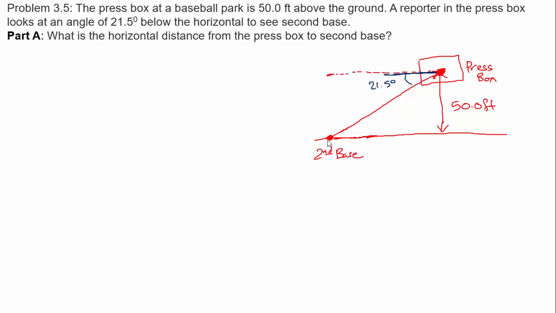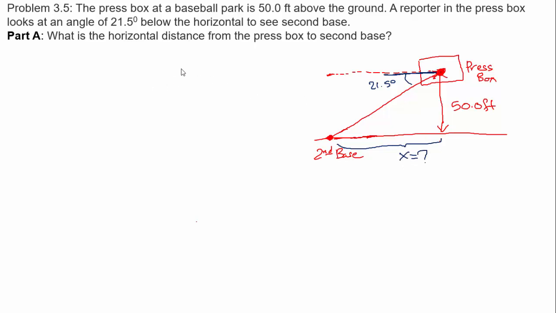meaning the projection of the distance between the press box and the second base on the x direction, on the horizontal direction. The projection, the mirror image of this distance between the press box and the second base on the horizontal dimension here. So this distance here, which is this distance. Basically, we're asked to find this distance. Let's call it x.